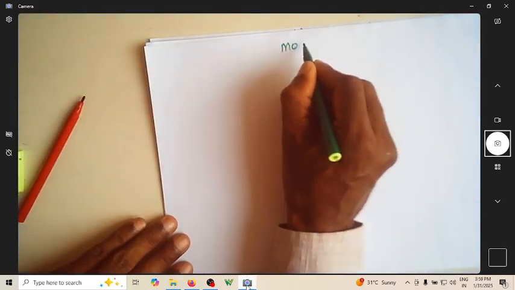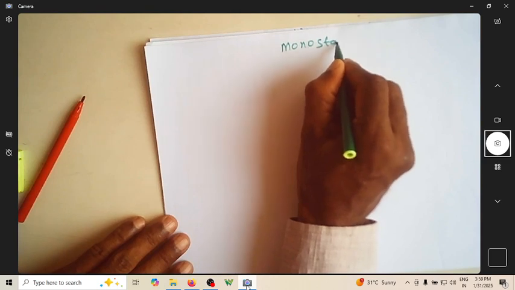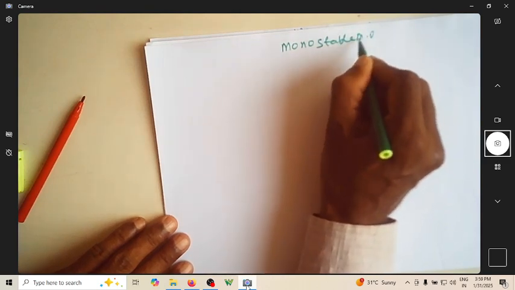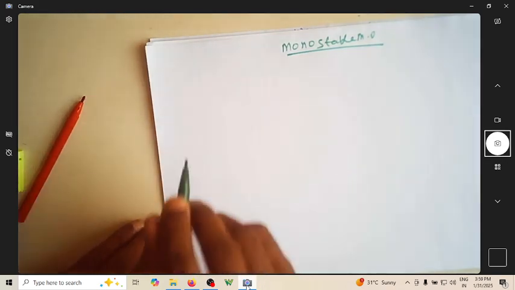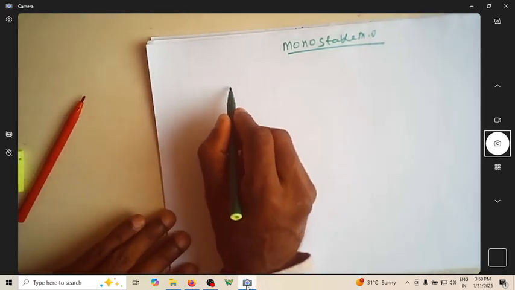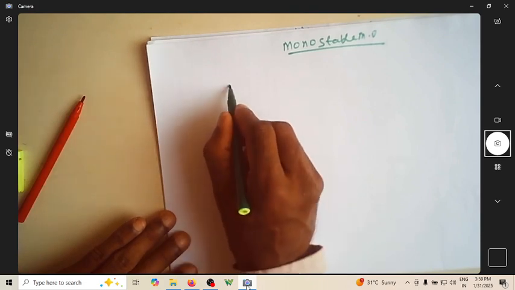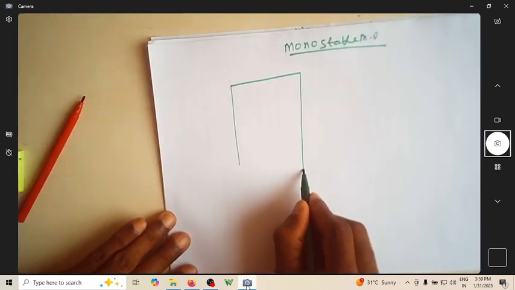Next, moving on to the monostable multivibrator. A monostable multivibrator has one stable state, and you have to move the circuit out of that state for a temporary state.